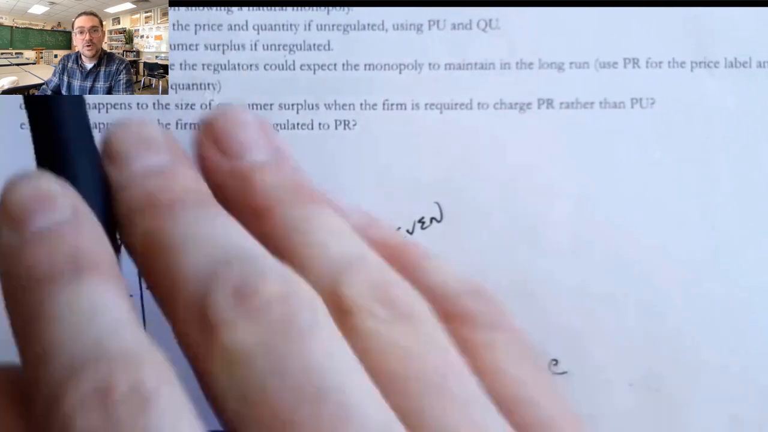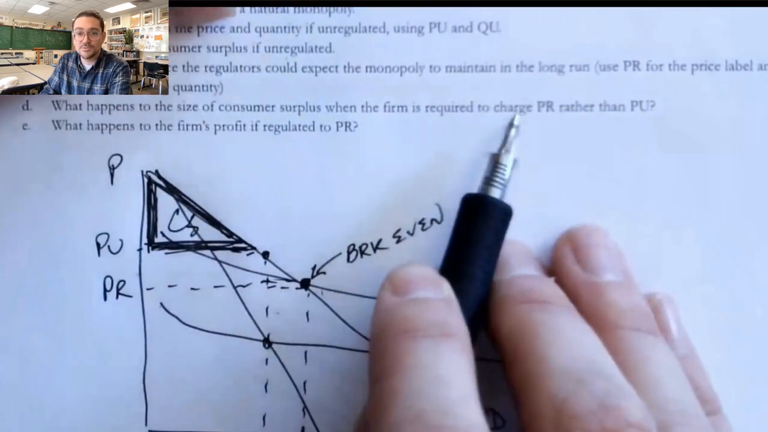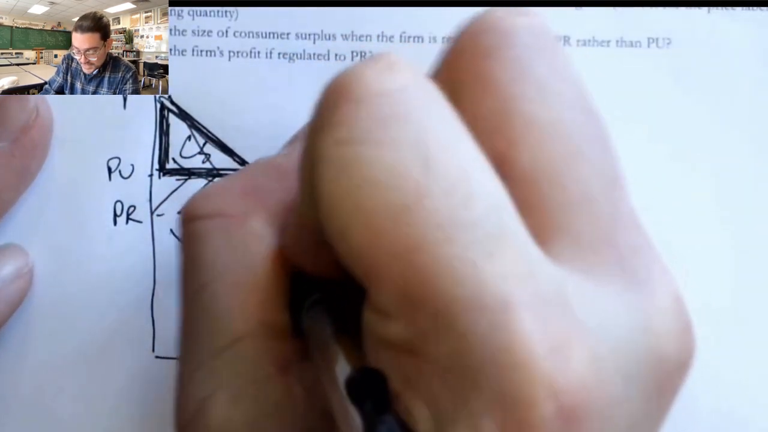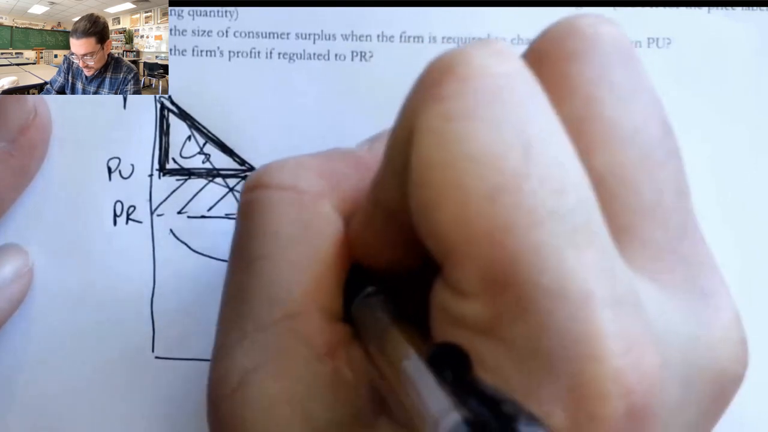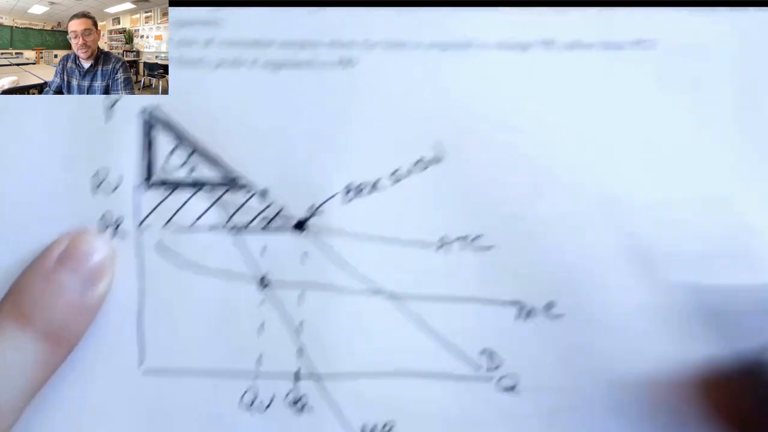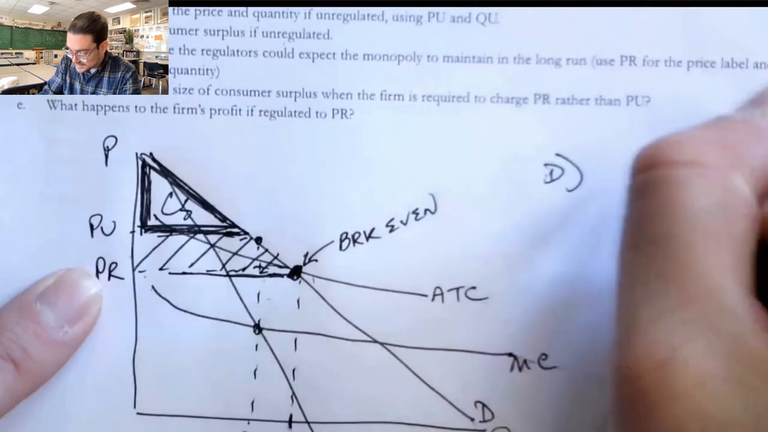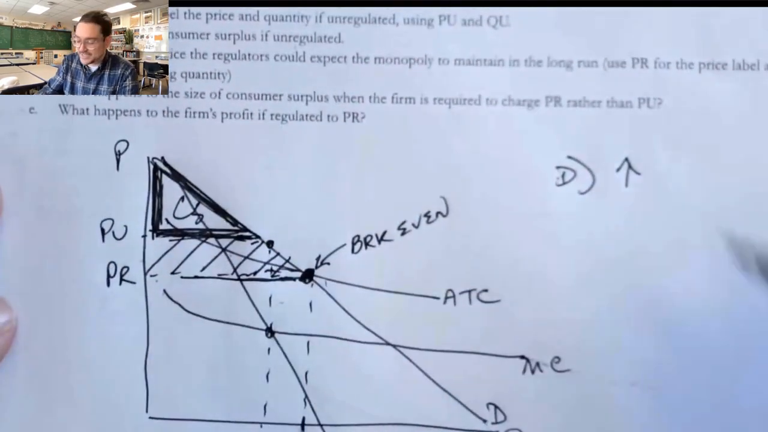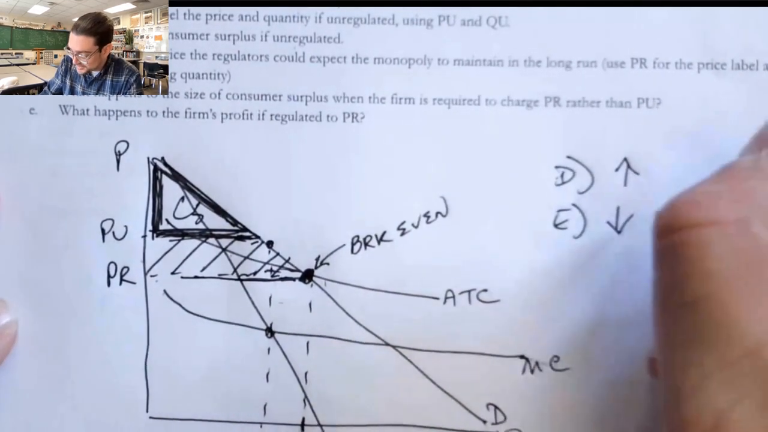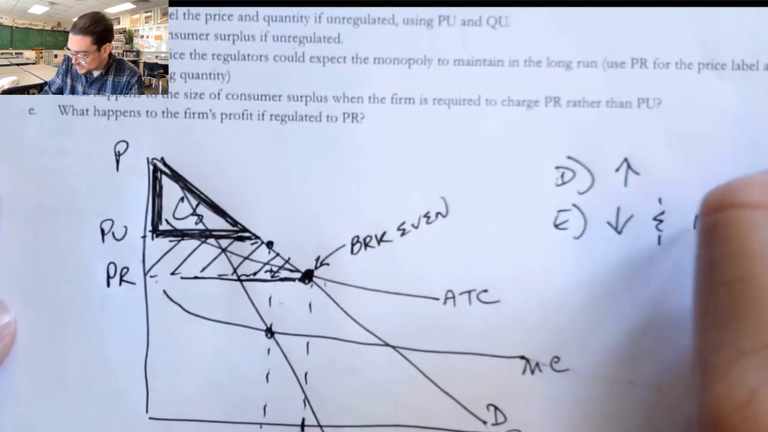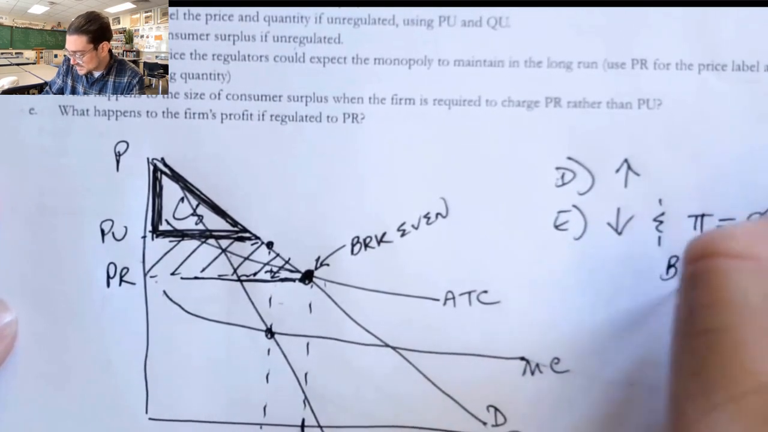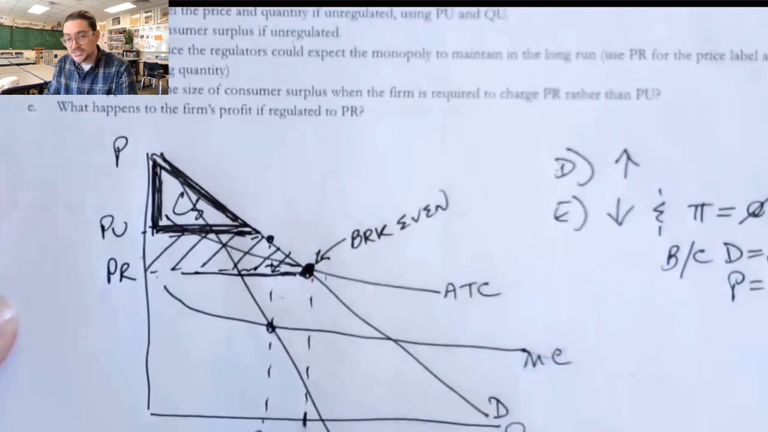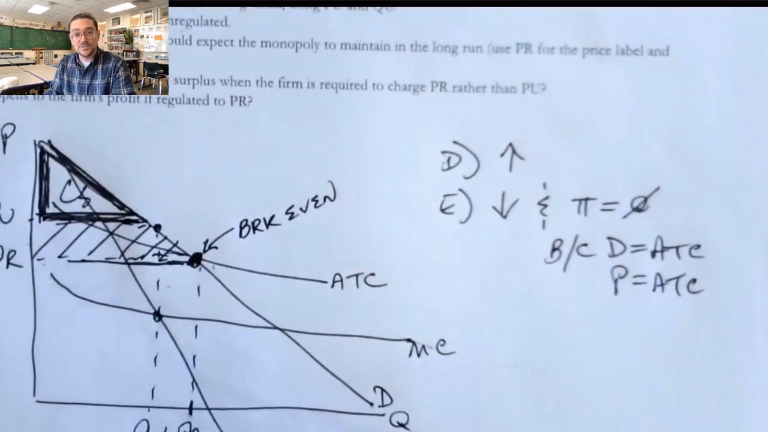What happens to the size of the consumer surplus when the firm is required to charge PR rather than PU? Well, it would get bigger, right? It would include all of this area underneath this triangle going down to PR. So we would say for D, it gets bigger. That's the answer. And then E, what happens to the firm's profit if regulated to PR? Well, it gets smaller, and we could say profit equals 0 because demand equals ATC, price equals the ATC. So they're breaking even if we actually regulate them to that price.